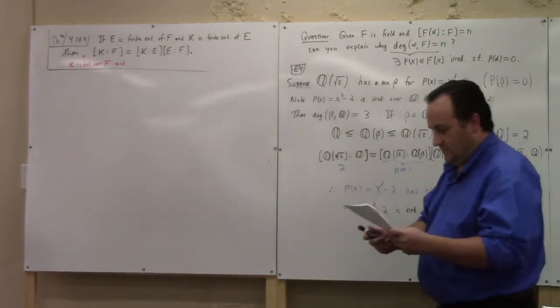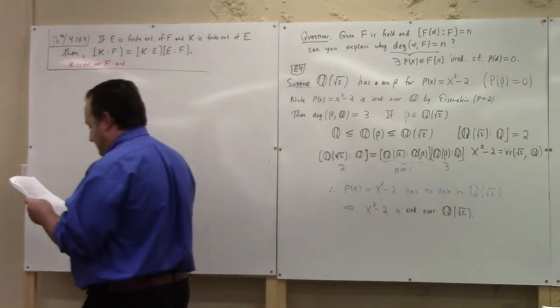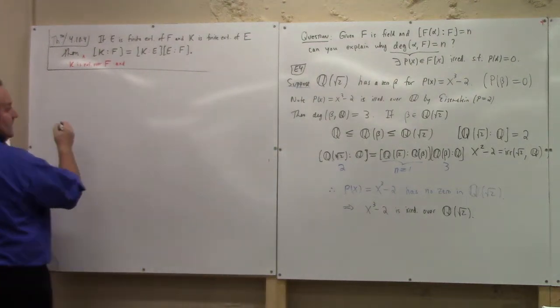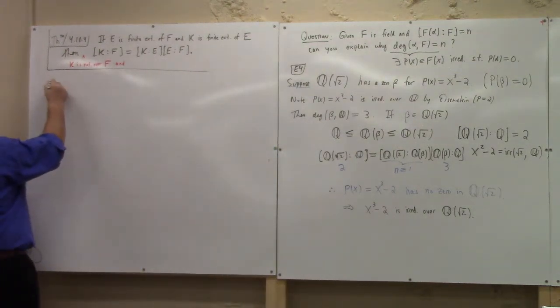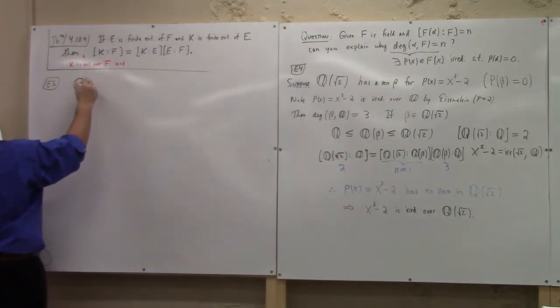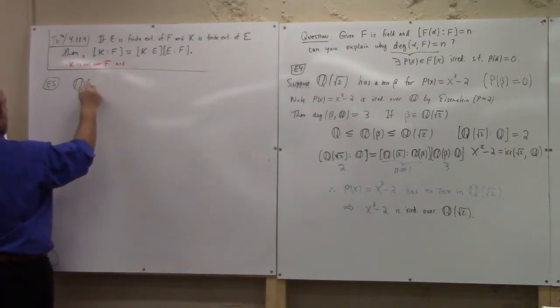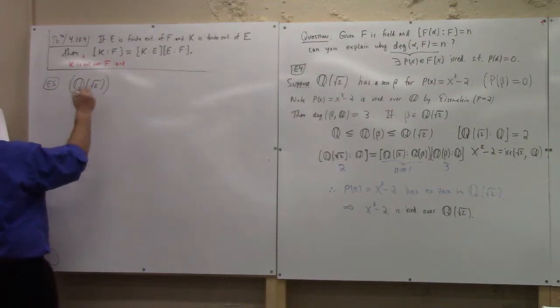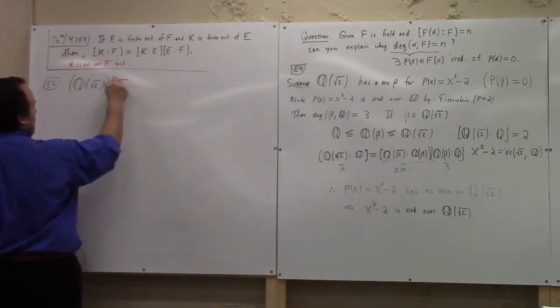Alrighty. So example 5 then, I suppose. Here I consider Q adjoin the square root of 2, that field extended further by the cube root of 2.